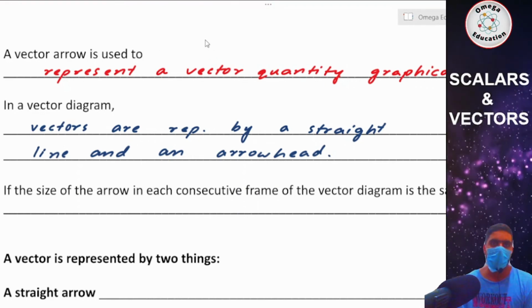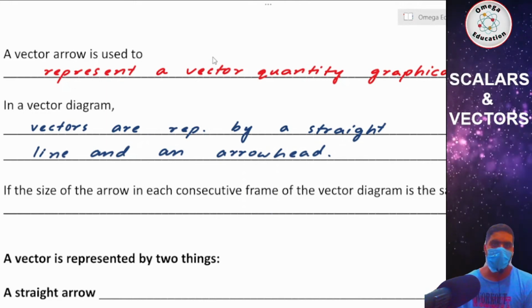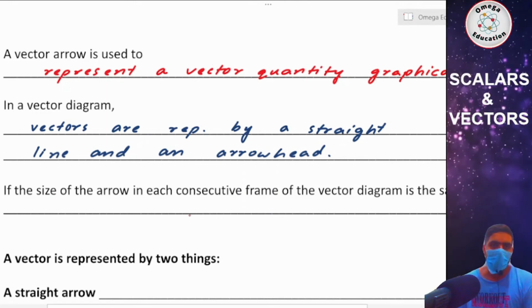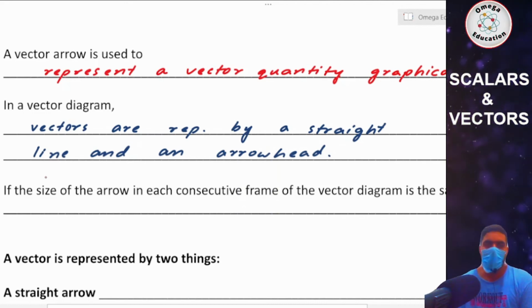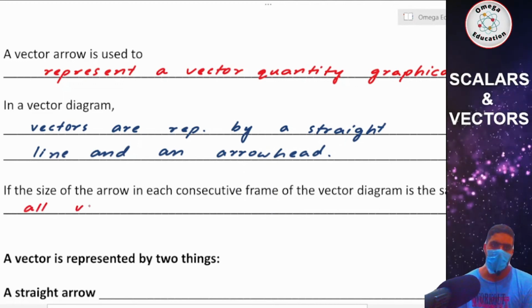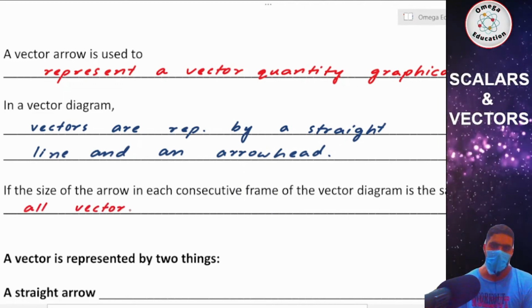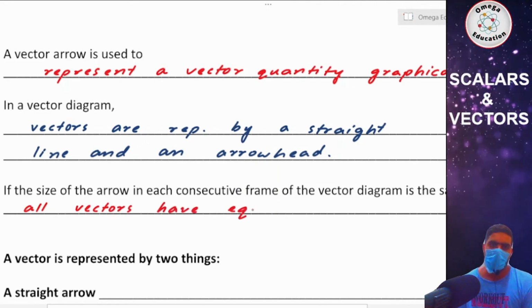So the next one, if in the vector diagram the size of the arrow in each consecutive frame of the vector diagram is the same, it means all the vectors have equal magnitude.